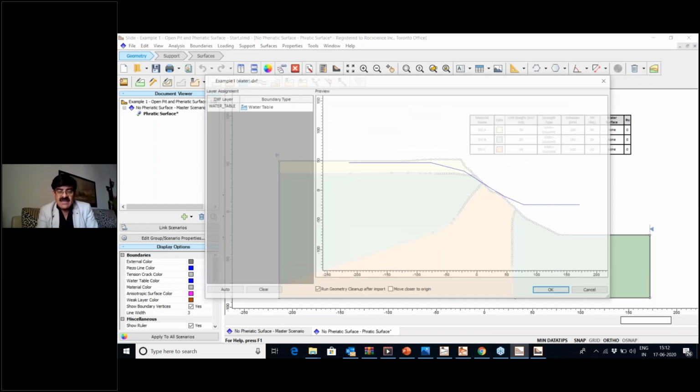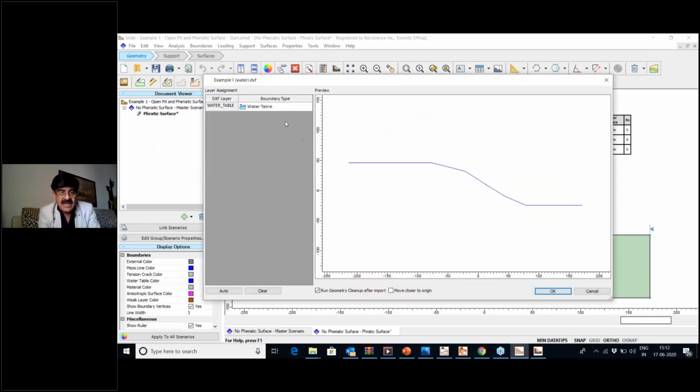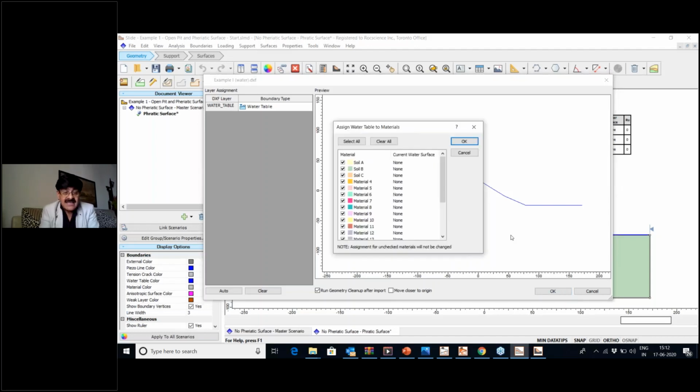And there it is. And it's just a line, but the water table has been assigned to it. So when we say OK, this would be applied to the model. And before it does that, it asks which of the materials the water table has to be assigned to. So we select all the materials; the water table has to be assigned to all the materials which are present in that model.